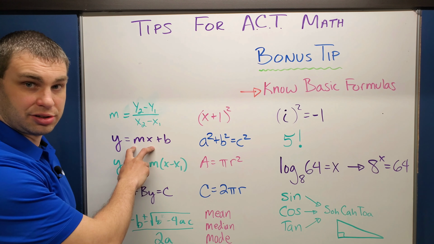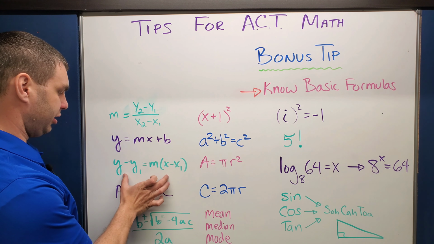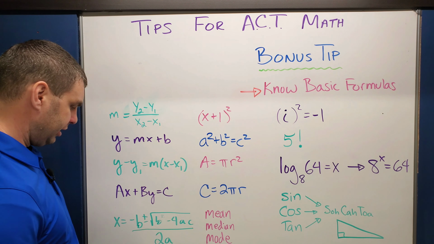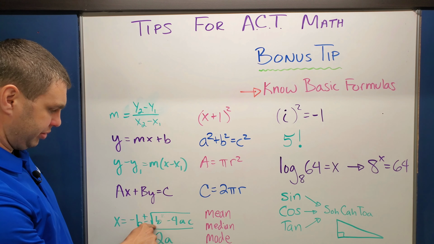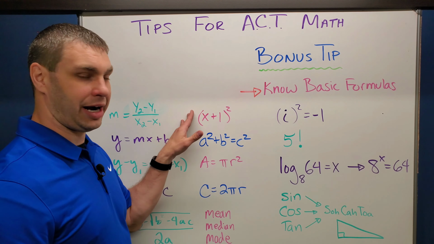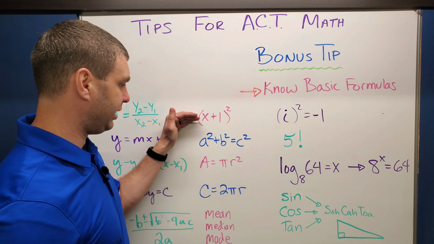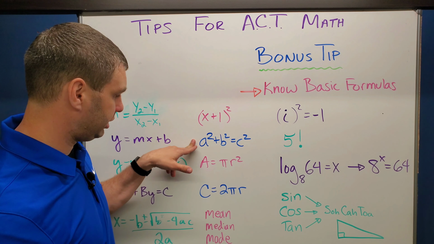This one is your slope-intercept form of a line. This is your point slope form of a line. This is your standard form of a line. And then down here is the quadratic equation, all right? This should say b squared. I think it got wiped off a little bit. All right, this next one, you need to know how to kind of FOIL or distribute multiple times with binomials. Okay, this is called foiling. This next one is your Pythagorean theorem, a squared plus b squared equals c squared.